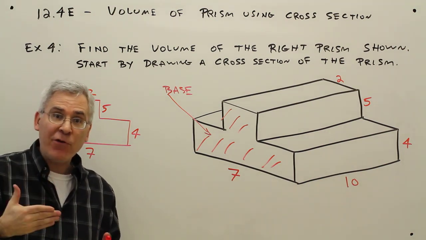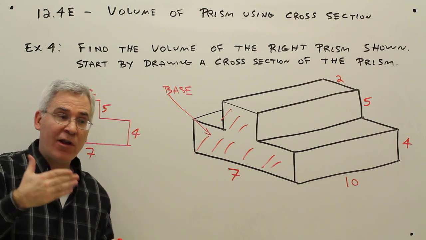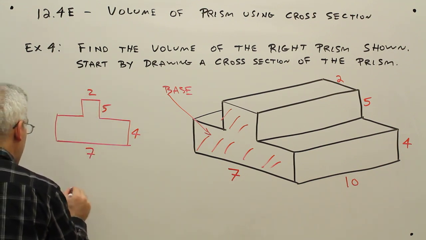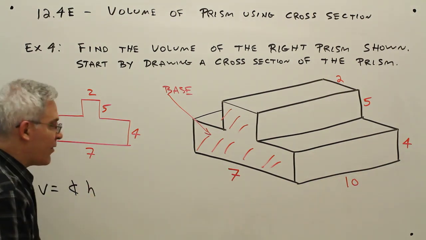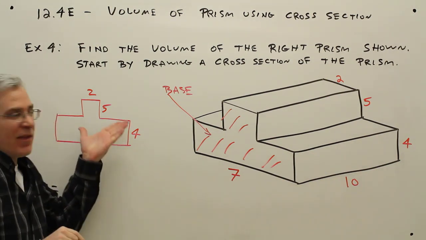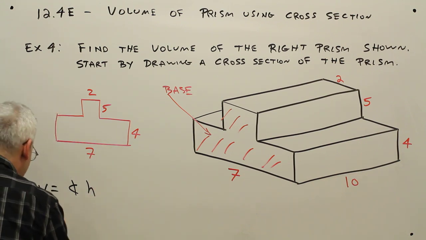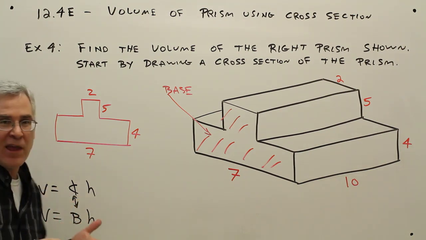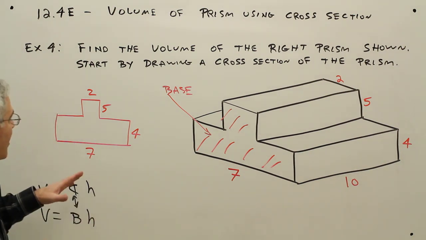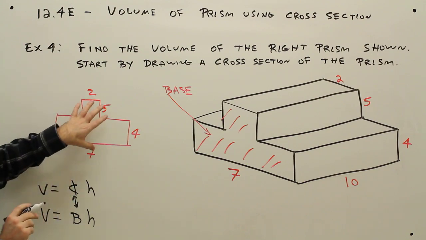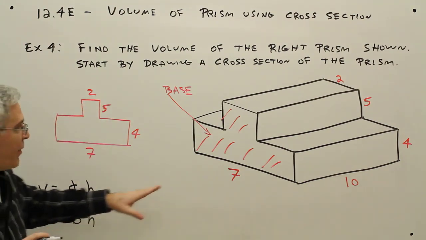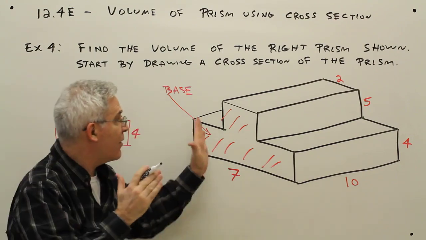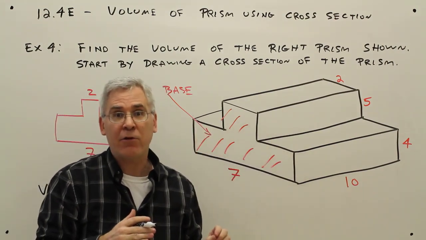Recall that the volume is going to be the cross-sectional area times the height, which is really the same as the area of the base times the height. Those two things have the same areas. So all I've got to do is find the area of this and multiply it by the height, which is 10. Again, the height has nothing to do with up and downness. It's the distance between the two parallel and congruent bases.